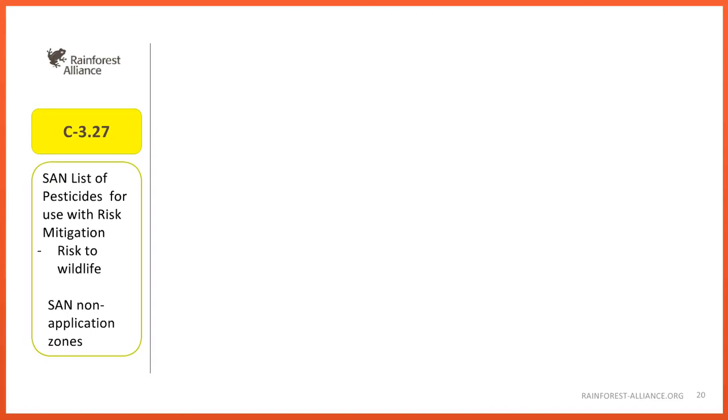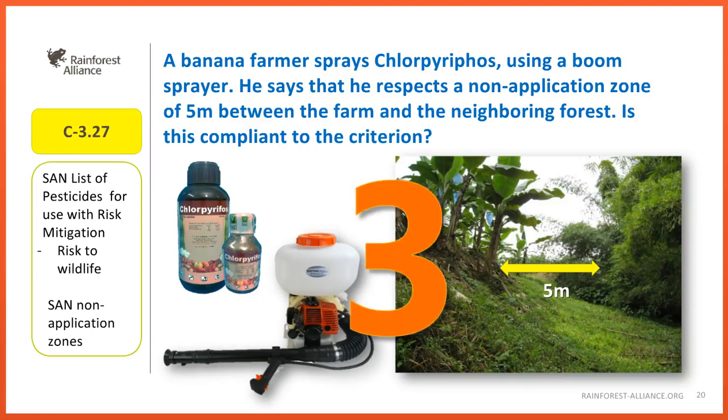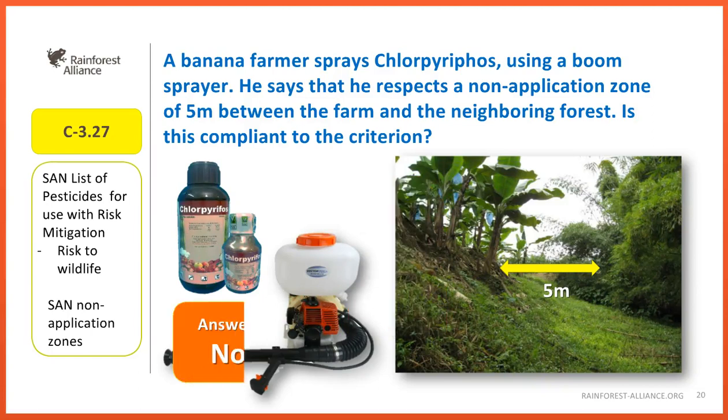Next quiz. A banana farmer sprays chlorpyrifos using a boom sprayer. He says that he respects a non-application zone of 5 meters between the farm and the neighboring forest. Is this compliant to the criterion? The answer is no. If you look through the SAN list of pesticides for use with risk mitigation, you find chlorpyrifos. Therefore, the requirements of criterion C3.27 need to be respected.